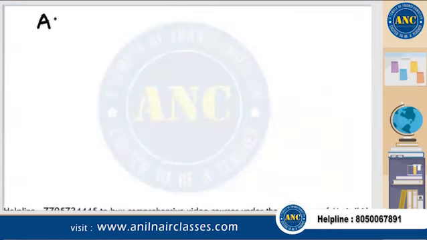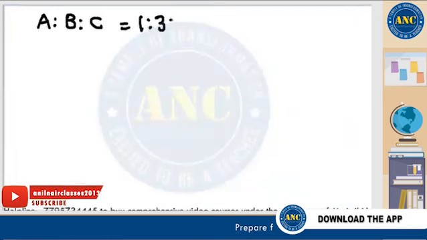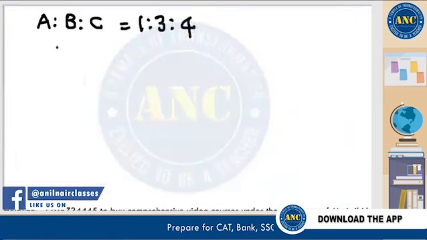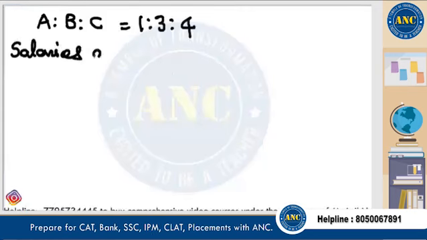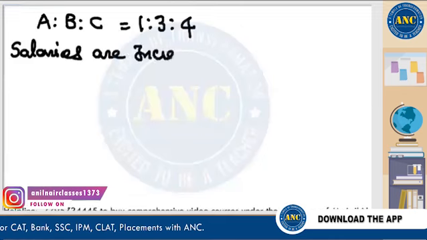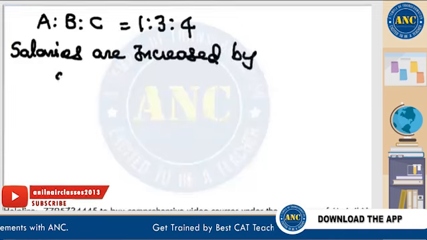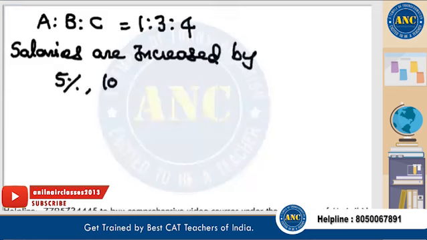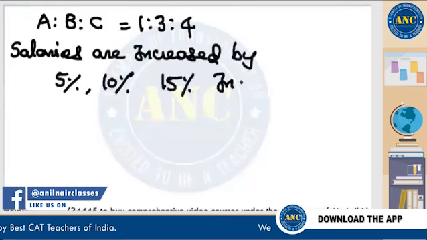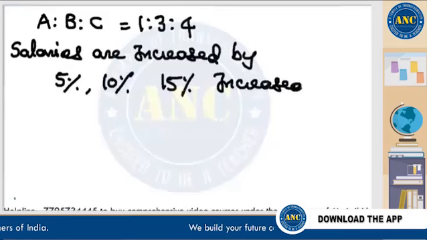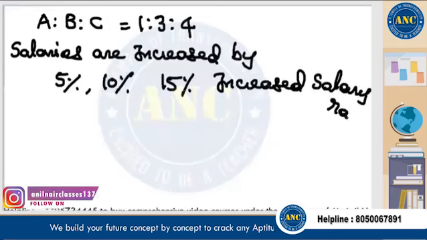A is to B is to C is 1 is to 3 is to 4. Salaries are increased by 5%, 10% and 15%. Find the increased salary ratio. Another original competitive exam question.